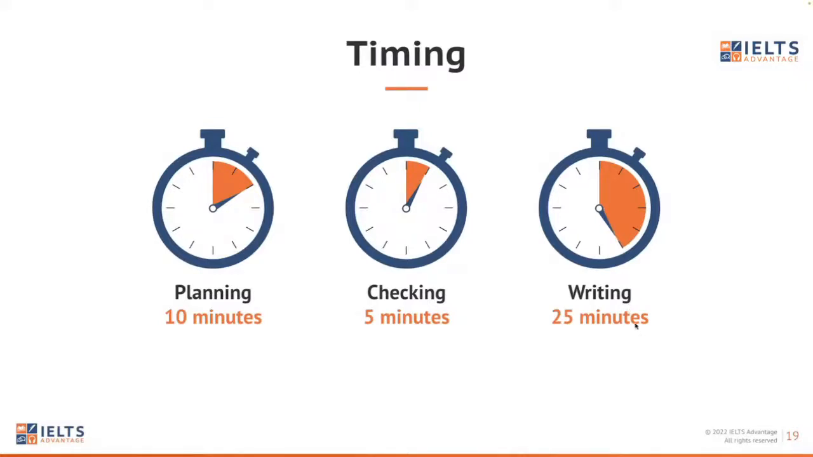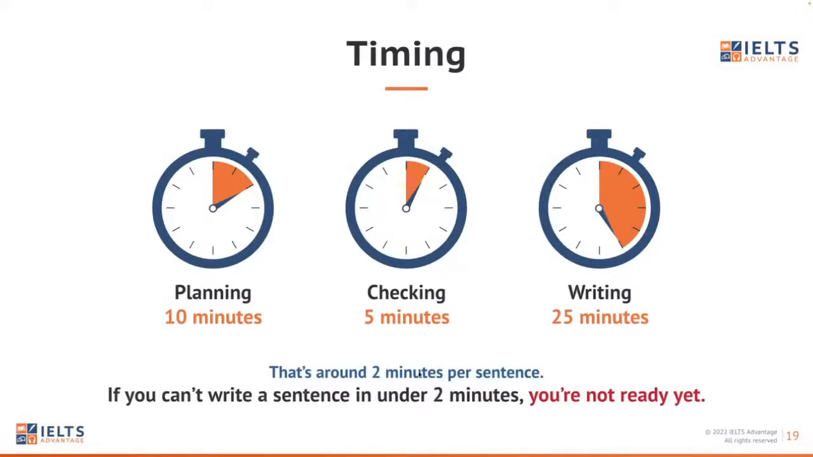25 minutes seems very short, but if you think about it, that is only 2 minutes per sentence. It is not difficult to write a sentence in 2 minutes if you're at a band 7 level, if you're at a band 8 level. If you can't do that, then you're not ready. So if you can't write a sentence in under 2 minutes, you are never, ever, ever going to get a band 7, 8, or 9. You're not ready yet. You can get there, but you're not ready yet. I'm not going to bullshit you and tell you something that you will like rather than something that will help save you money and help you get the score that you need in the future.